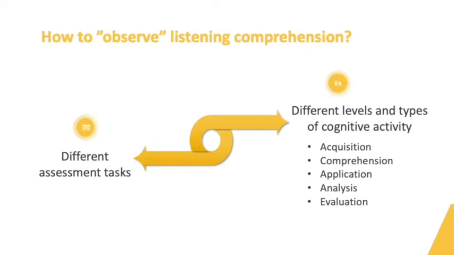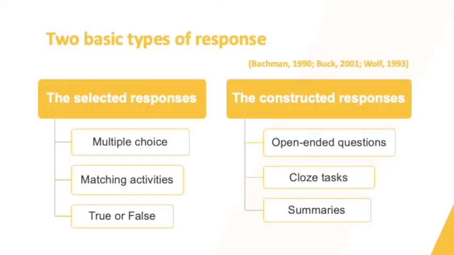For our daily teaching and testing, if you want to determine whether students have sufficient language skill to handle everyday contact, when you design the items, you need to relate them to their daily basis. There are 2 basic types of response. One is selected response, including multiple choice, matching activities, and true or false questions, which require listeners to choose the answer from the given options. The other is constructed response, including open-ended questions, cloze tasks, and summaries, which require listeners to create answers based on what they've heard and their understanding.